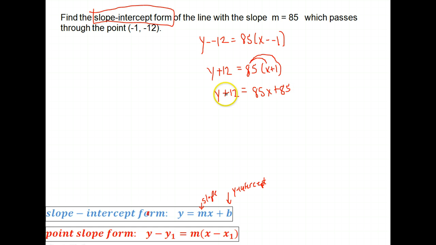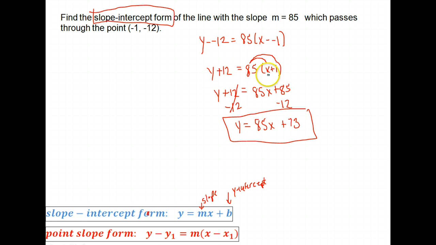We're going to solve for y here. We want y all alone, and it's a plus 12, so we do the opposite and subtract 12. Whatever you do on one side of the equation, you must do on the other. And we get y equals 85x plus 73. And that is our equation in slope-intercept form.